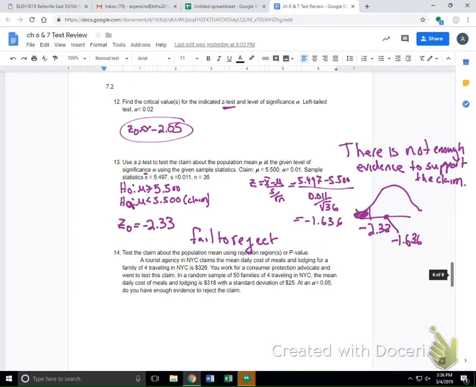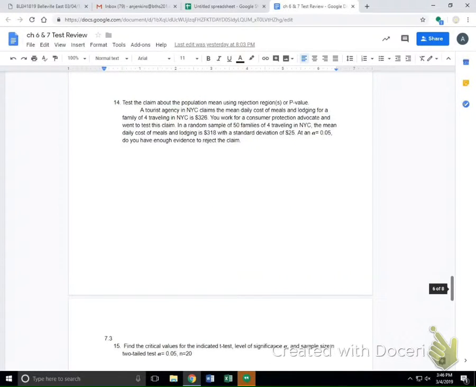Okay, so we're back at it with number 14. Test the claim about the proportion or the population mean using rejection regions or p-values. A tourist agency in New York City claims that the mean daily cost of meals and lodging for a family of 4 in New York City is $326. You work for a consumer protection agency and want to test this claim in a random sample of 50 families of 4 traveling to New York City. The mean daily cost of meals and lodging is $318 with a standard deviation of $25 at an alpha of 0.05. Do you have enough evidence to reject the claim?